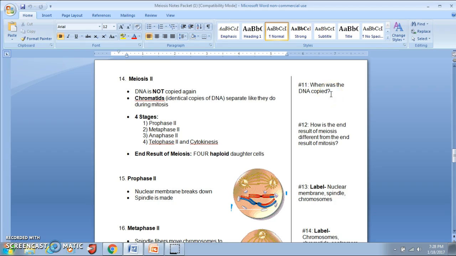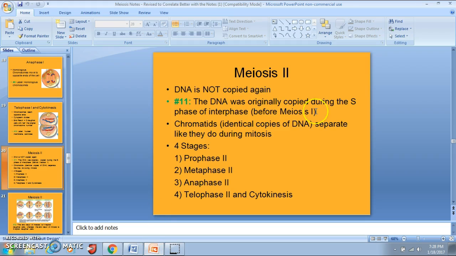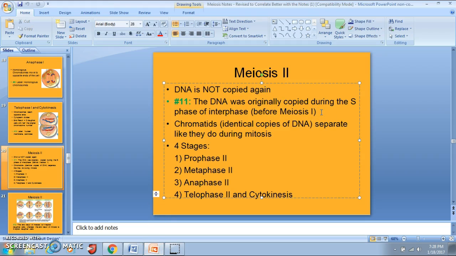Question number 11 asks, when was the DNA copied? And remember, the DNA was originally copied during the S phase of interphase that took place before meiosis 1.